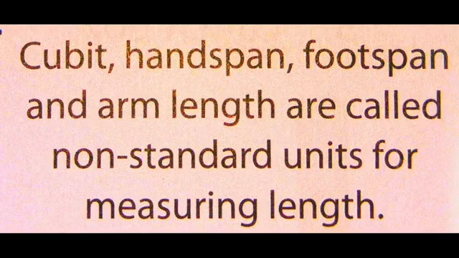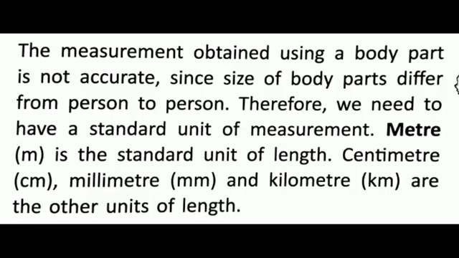So, friends, cubit, handspan, footspan, the arm length, and some others that I told you, are not the standard units for measuring lengths. The measurement obtained using a body part is not accurate since the size of our body parts differs from person to person. Therefore, we need to have a standard unit of measurement. Meter is the standard unit of length; centimeter, millimeter, kilometer are the other units of length.